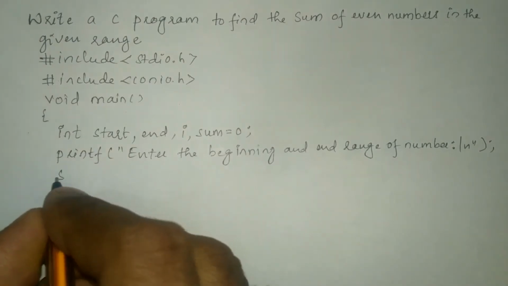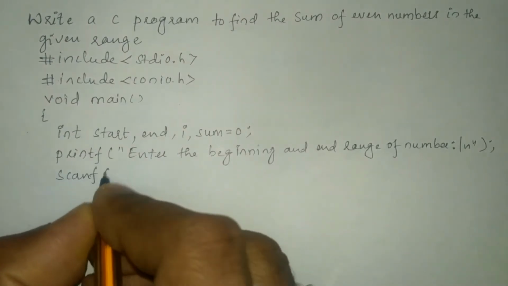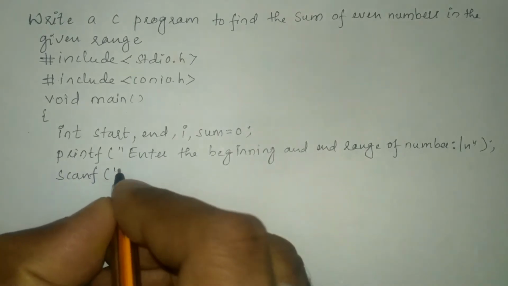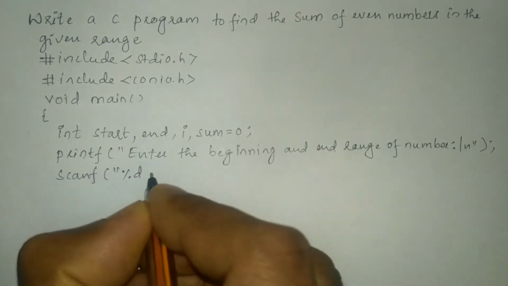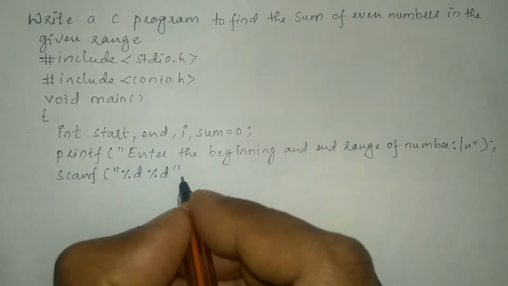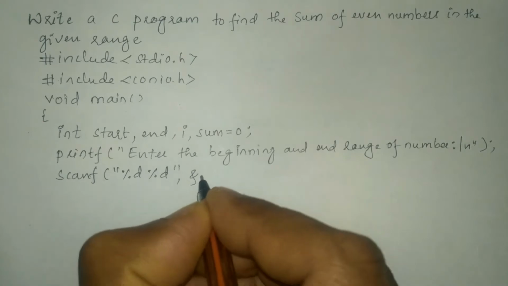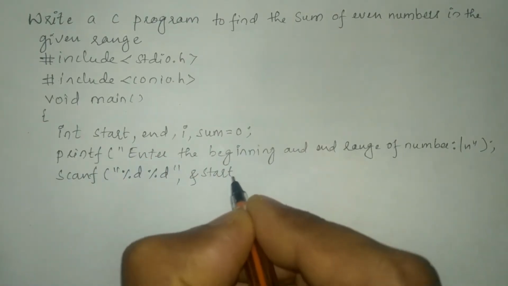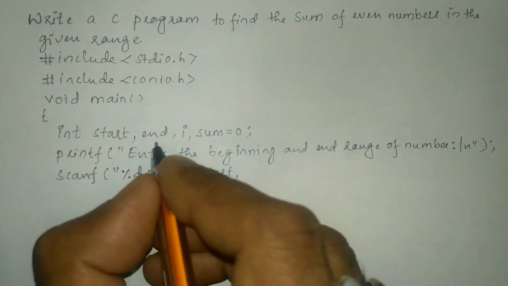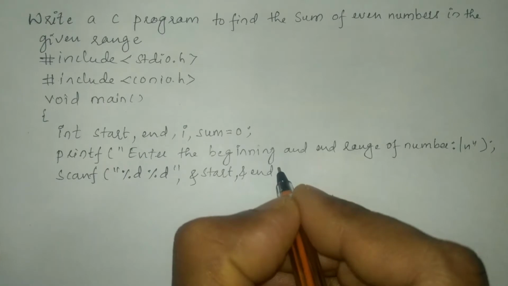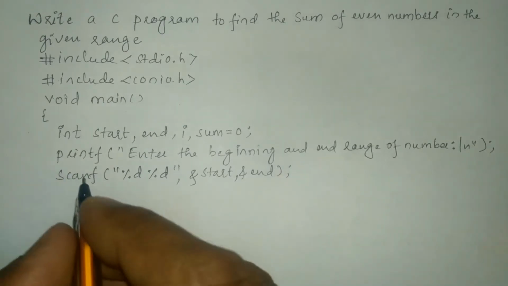Now we are going to receive the value from the user through the keyboard using a scanf statement. Here I am going to write %d format specifier and one more %d in double quotation marks, and then a comma, ampersand, the first variable start, and comma, ampersand, next variable end, and then close the bracket, put semicolon.